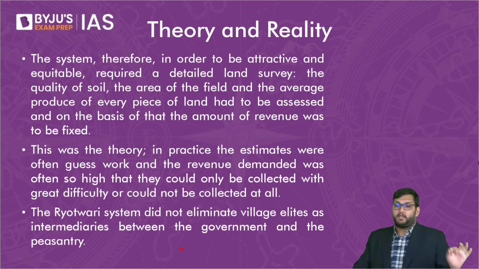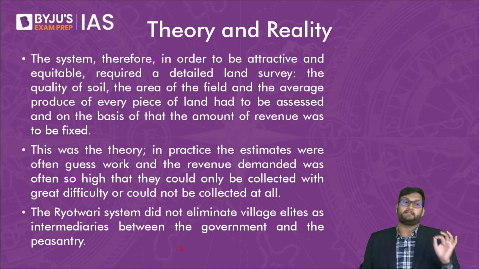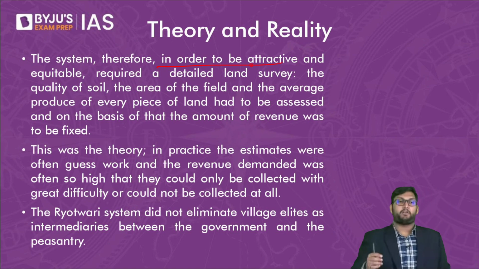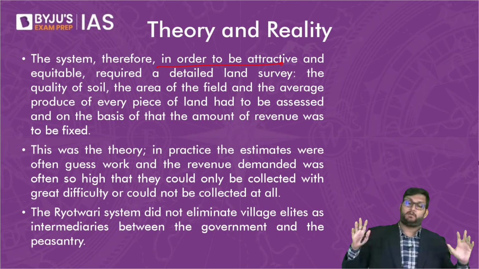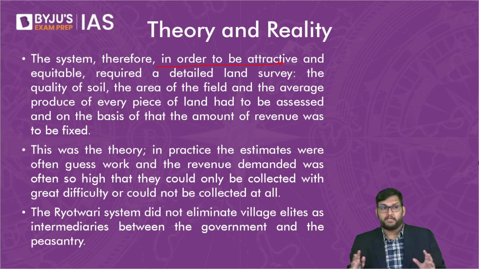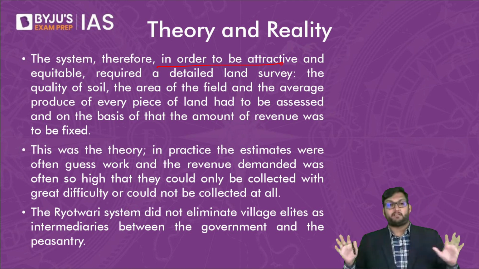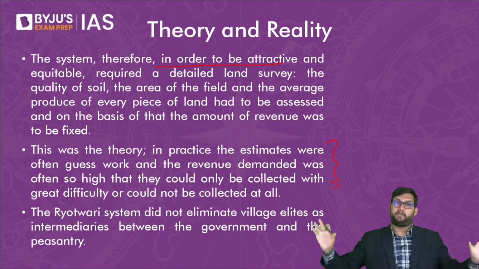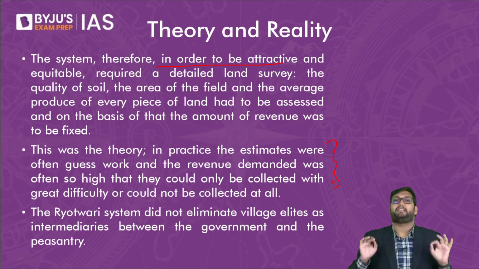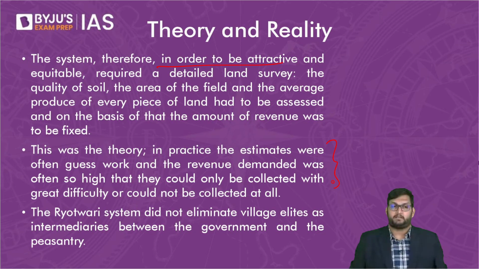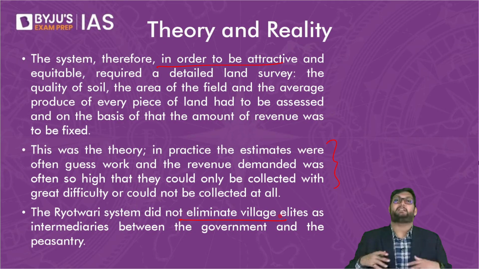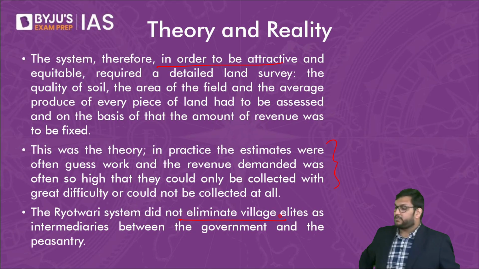Basically, in theory it sounds right, but in reality it doesn't. The system therefore looks attractive and equitable: a detailed land survey, quality of soil, area of field, average produce, everything. So in theory, it should be perfect. However, in reality, everything was guesswork. It did not remove any elites. It did not remove the peasant. It created money lenders.